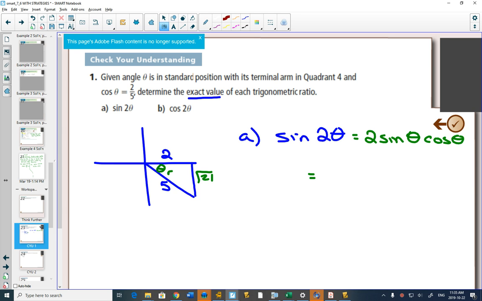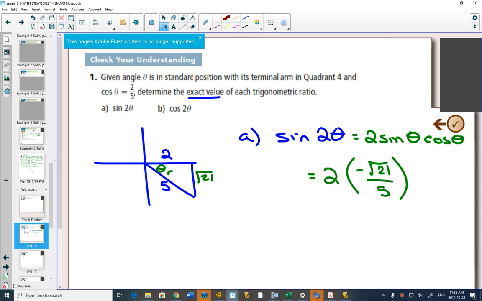Well, from my triangle, do I know what sine of theta is? Yes. Sine is opposite over hypotenuse. It's in quadrant 4. Sine is negative in quadrant 4. It's going to be negative square root of 21 over 5.